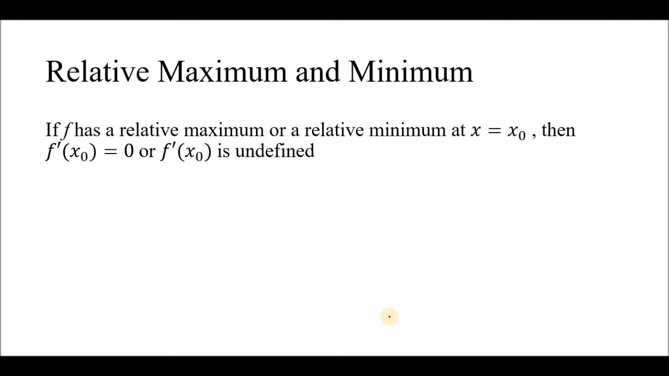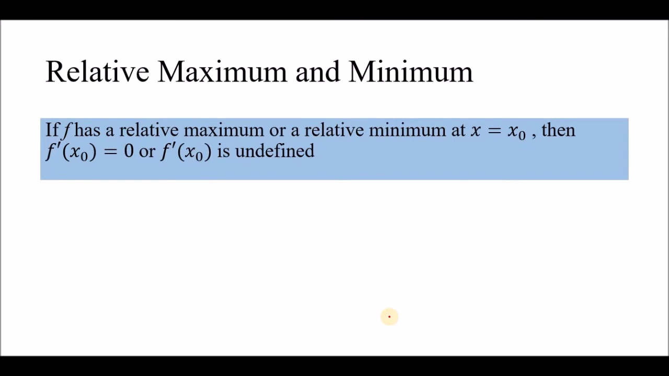So if we have f that has a relative maximum or a relative minimum at x is equal to x naught, then f prime of x naught is equal to 0, or f prime of x naught is undefined. So if we want to find the relative minimum or maximum, we have to find the derivative of the function, make that derivative equal to 0, and then determine every point that makes the derivative equal to 0 or makes the derivative undefined.